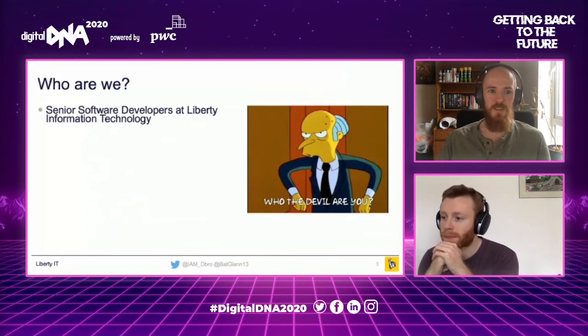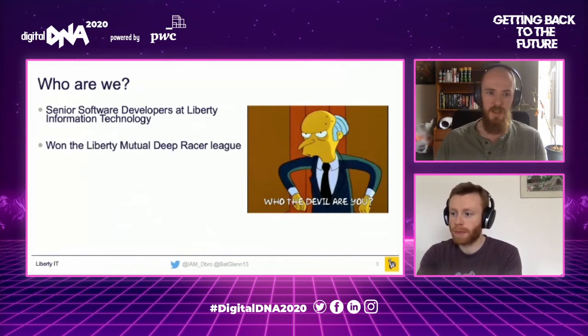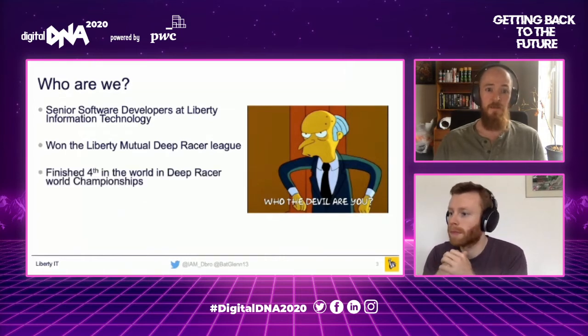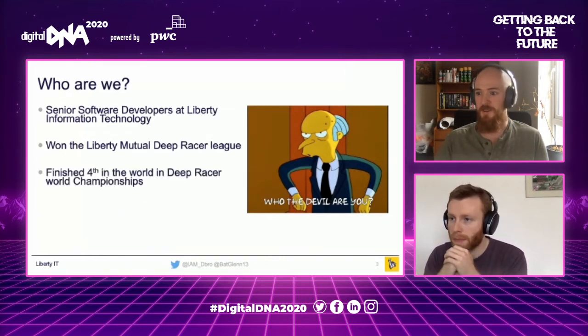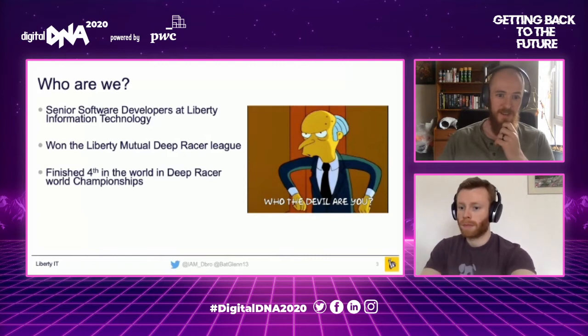So we're each senior software developers at Liberty IT in Belfast. We actually had an internal league in Liberty between Liberty IT and Liberty Mutual. So Liberty Mutual is a huge company. There were like hundreds of people entered this. And the winners of this competition got to go over to reInvent, which is the big Amazon Web Services conference for the year, to race in the World Championships in Las Vegas, which was really incredible.